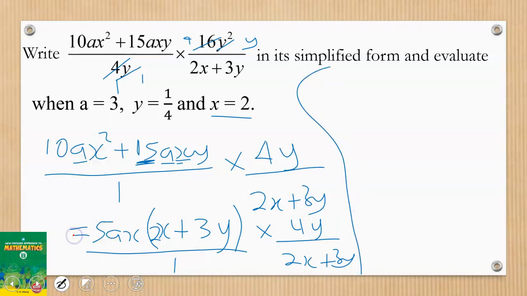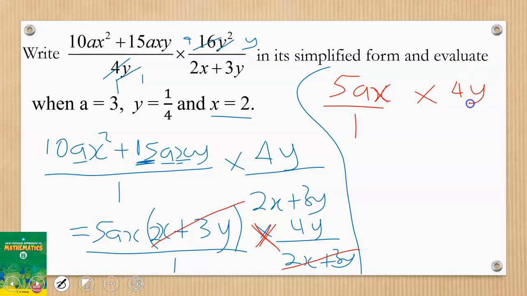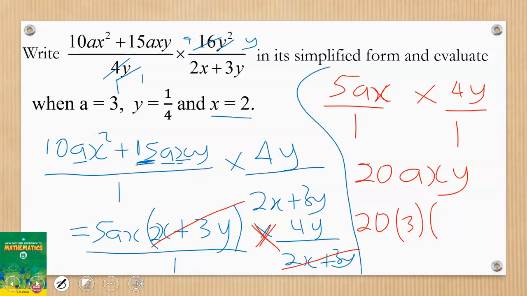So you see what has happened. So I want to simplify. Because of the multiplication here, the whole of this can divide that, so that we have 5ax over 1. Of course, I can choose not to write over 1 again, times 4y also over 1. Good. Now we can simplify. 4 times 5, or 5 times 4 will give us 20axy. So 20, what is our a according to the question? It is 3. What is our x? 2. And what is our y? 1 divided by 4.